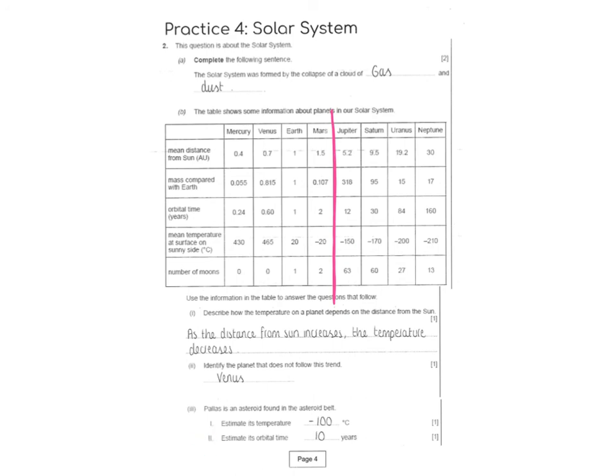Estimate the orbital time. So the orbital time here is 2 to 12. I've just chosen 10, but you can have between 3 and 11. Can't have 2, because that's Mars. Can't have 12 because that's Jupiter. But you can have 3 all the way to 11, because it's in between Mars and Jupiter.